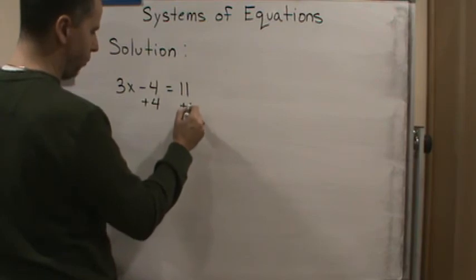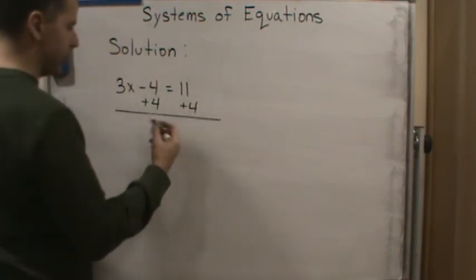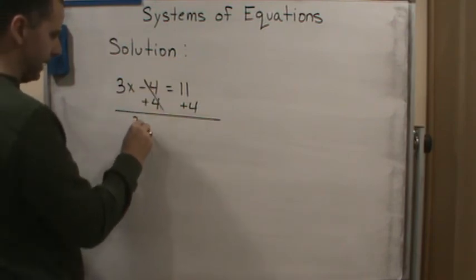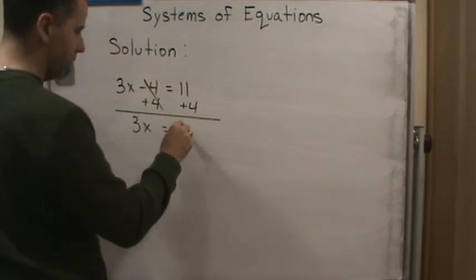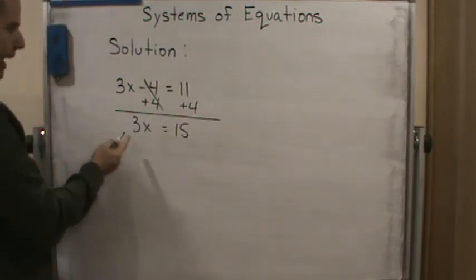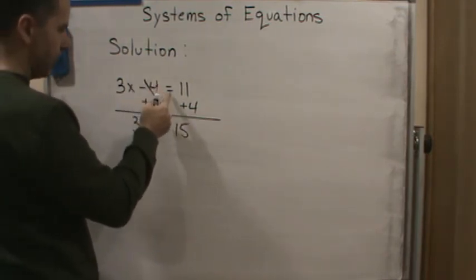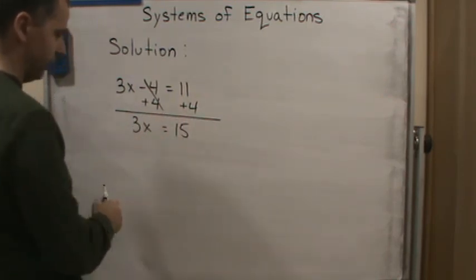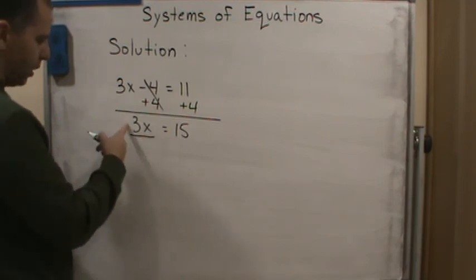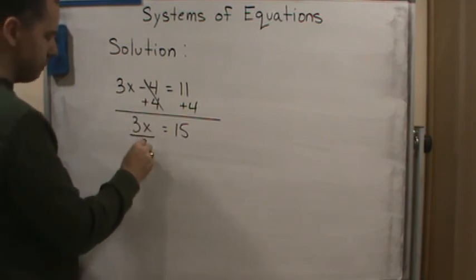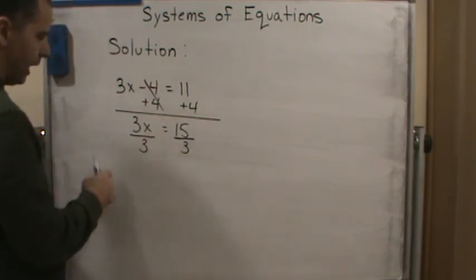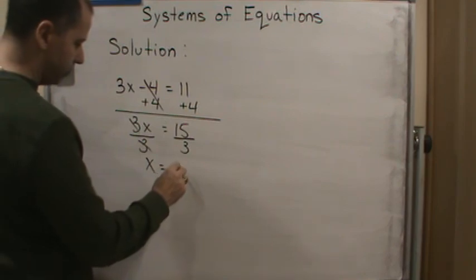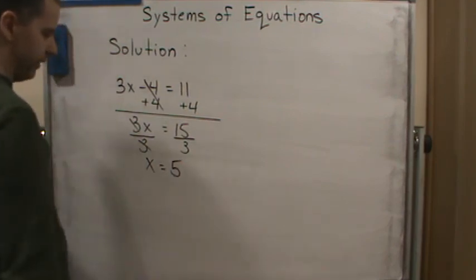So 4 plus 4, right? So now I'm going to get an equivalent equation. This is going to go to 0. So now I get 3x equals 15. Well, now I know that 3x minus 4 equals 11 is equivalent to 3x equals 15. Now I'm multiplying by 3 here, so I want to divide both sides by 3. Why? Because 3 divided by 3 is 1. So I get x equals what? 5. And there's my solution.